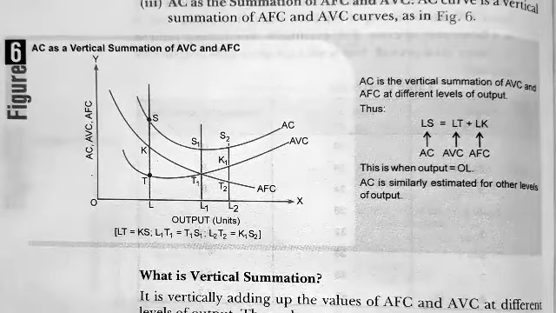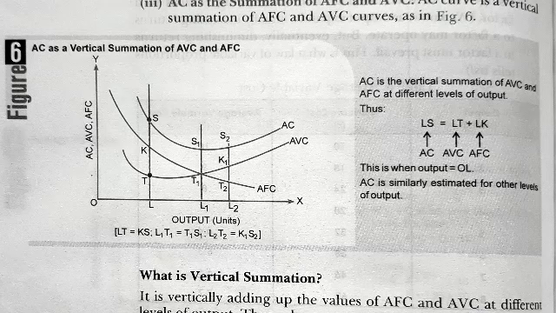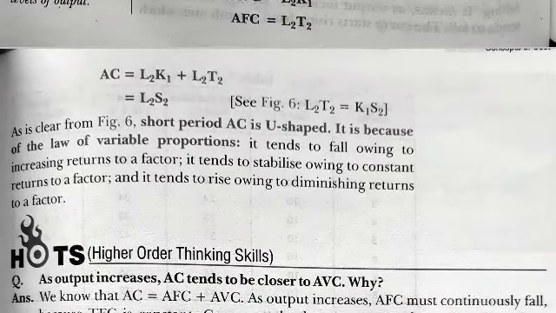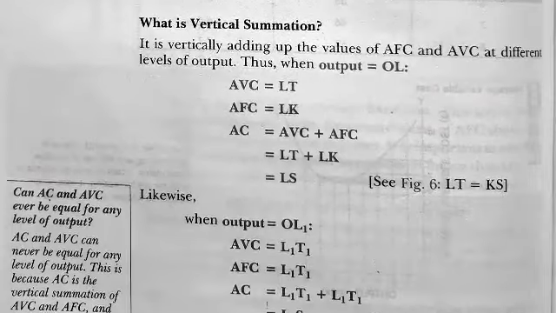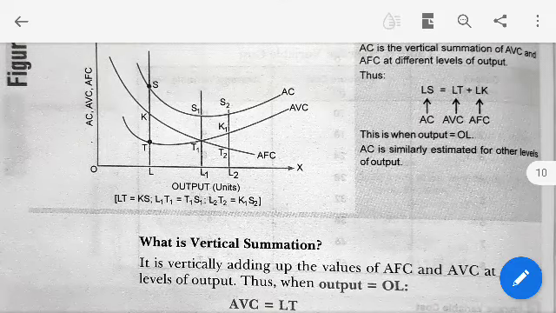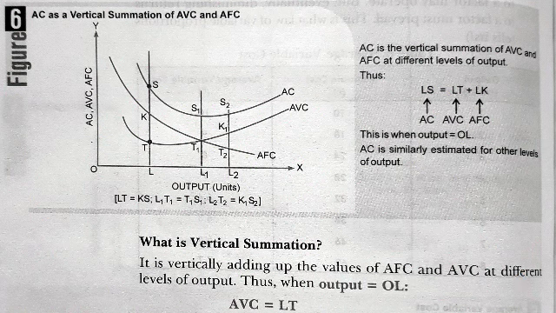आप देख सकते हैं कि पहले जो था हमारा average cost that was LS, then it declined to L1S1. Now it has started to rise, L2S2. As is clear from figure 6, short period average cost is U-shaped. आप यहाँ पर ये देख सकते हैं कि average cost curve जो हमारी है, it is a U-shaped curve. First it starts to decline, then it starts to rise again.